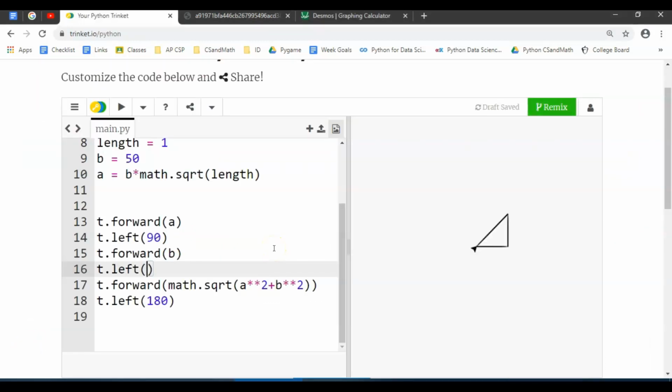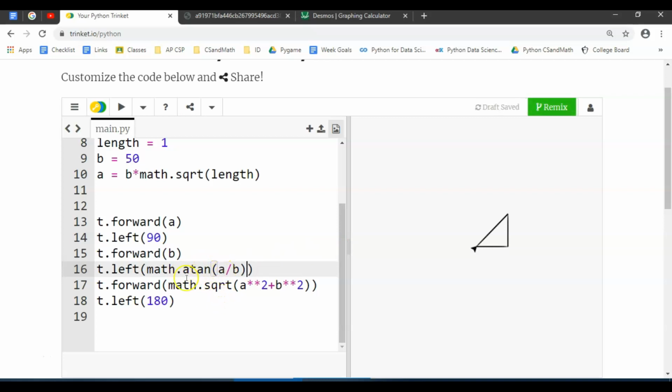So in Python, you could find in the math package that the angle that we're going to turn is math.atan, like arctangent, because this angle right here has this ratio of a over b. So the arctan of a divided by b. Close that one, close the previous one. So that should close both.